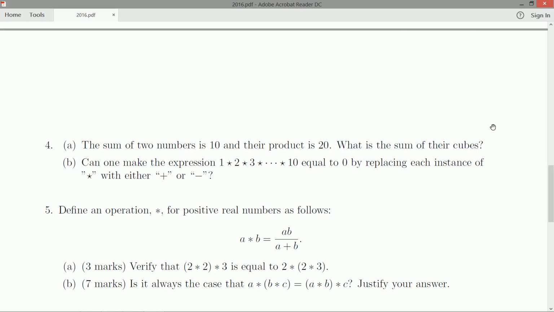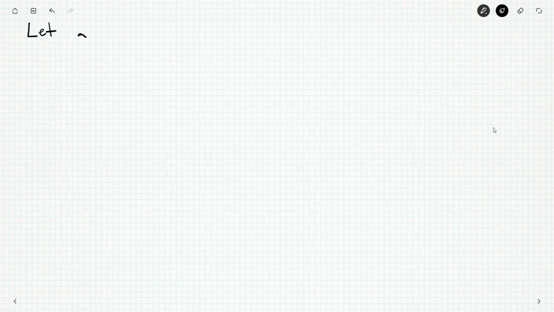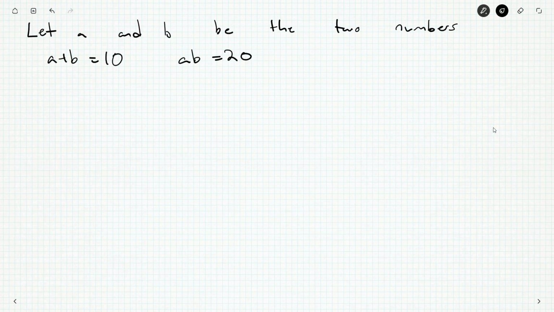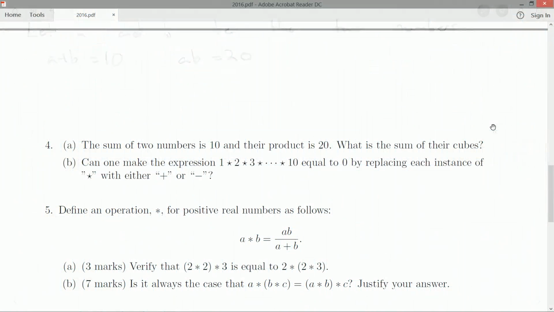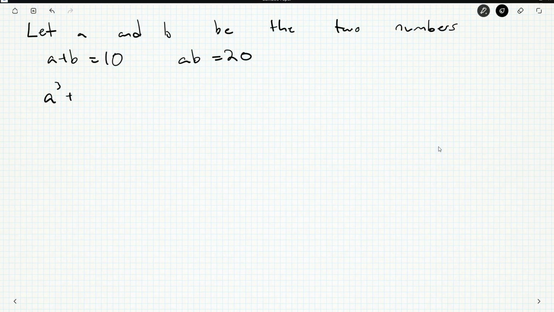Alright, so I don't know what these numbers are, but I'm going to give them names. Let A and B be the two numbers. What are we told? Well, we're told what A plus B is. We're told that that's 10. And we're told the product A times B is 20. Fantastic. What do we want? The sum of their cubes, right? So we've got A cubed plus B cubed.